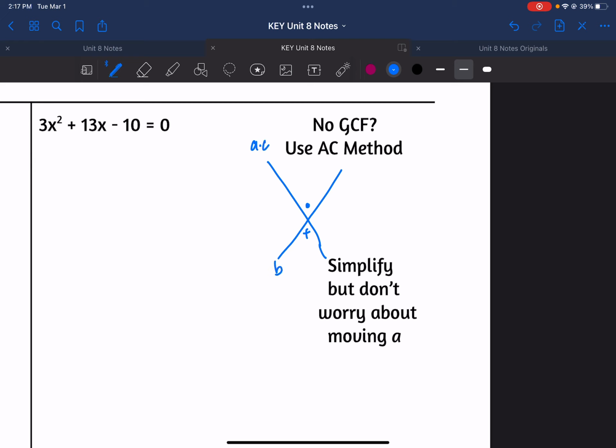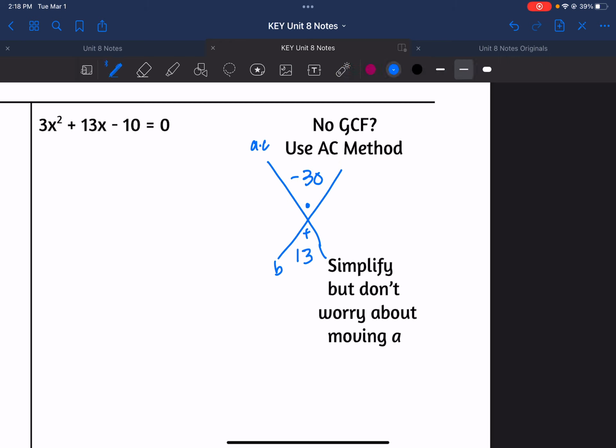All right, so let's try this now. So we know A times C is what? 3 times a negative 10 is a negative 30. And then 13 goes down here. So again, we ask ourselves, what multiplies to give us a negative 30 but adds up to give me 13?